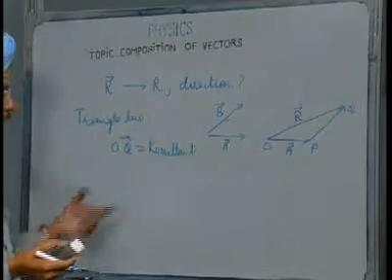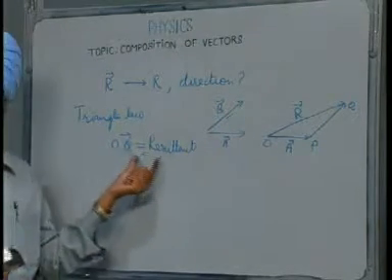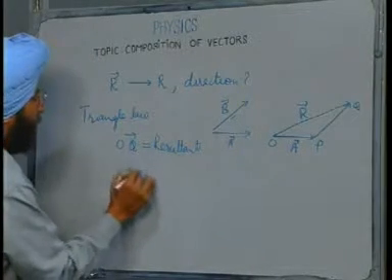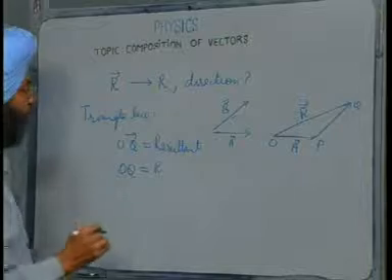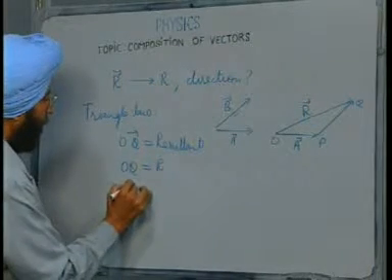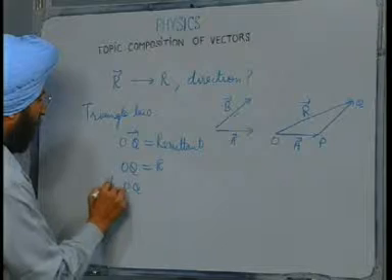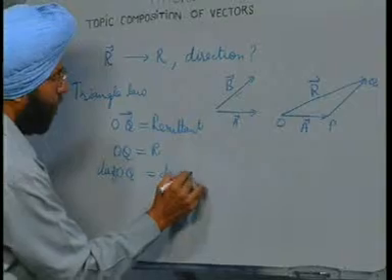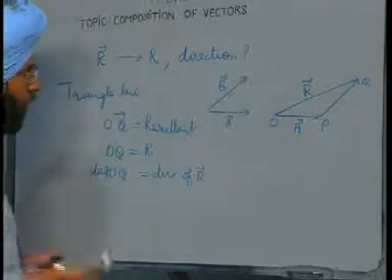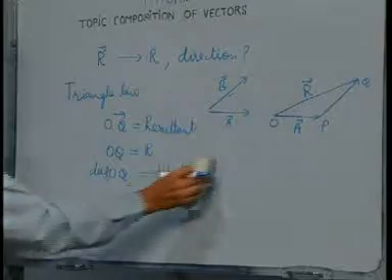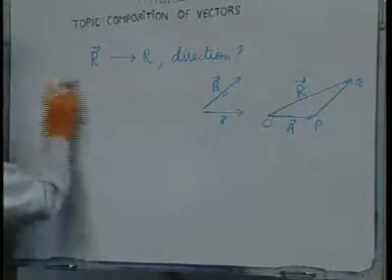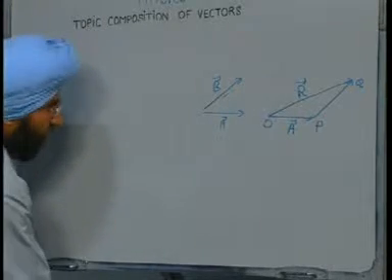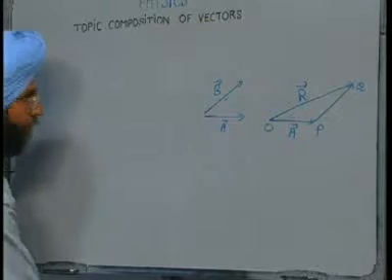So, OQ gives us the resultant both in magnitude and direction. If we are able to find the magnitude of OQ, this will be the magnitude of R, and the direction of OQ is the direction of R. So, if we are able to find the direction and magnitude of OQ, we have sufficient information to say we have found the resultant.